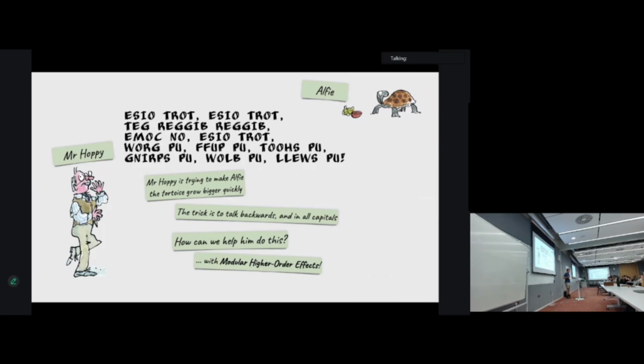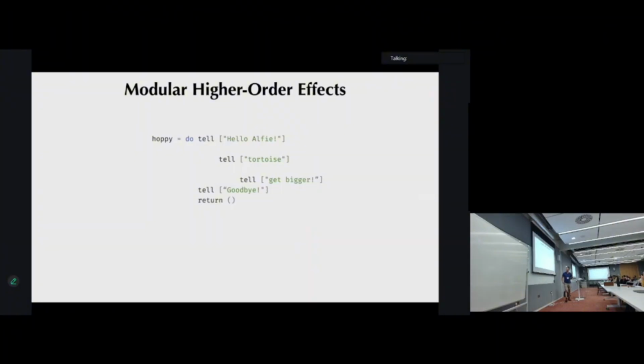So what does he do? He's going to write a program. He wants to say something like, hello Alfie, tortoise get bigger and goodbye, right? So here's the code that he writes, and then we're going to construct some operations around that. That's tell, and it's the same operation everywhere.